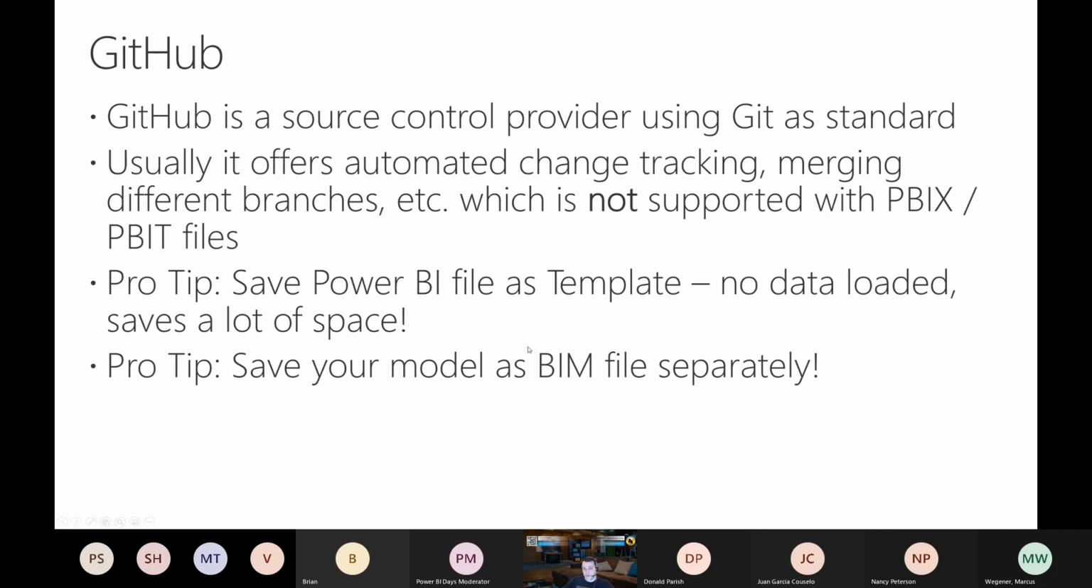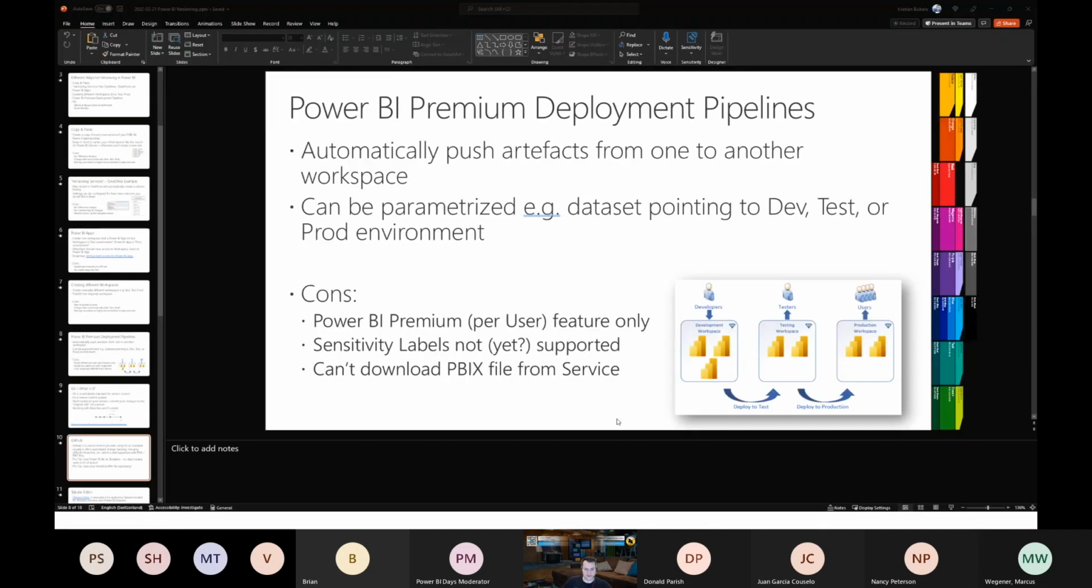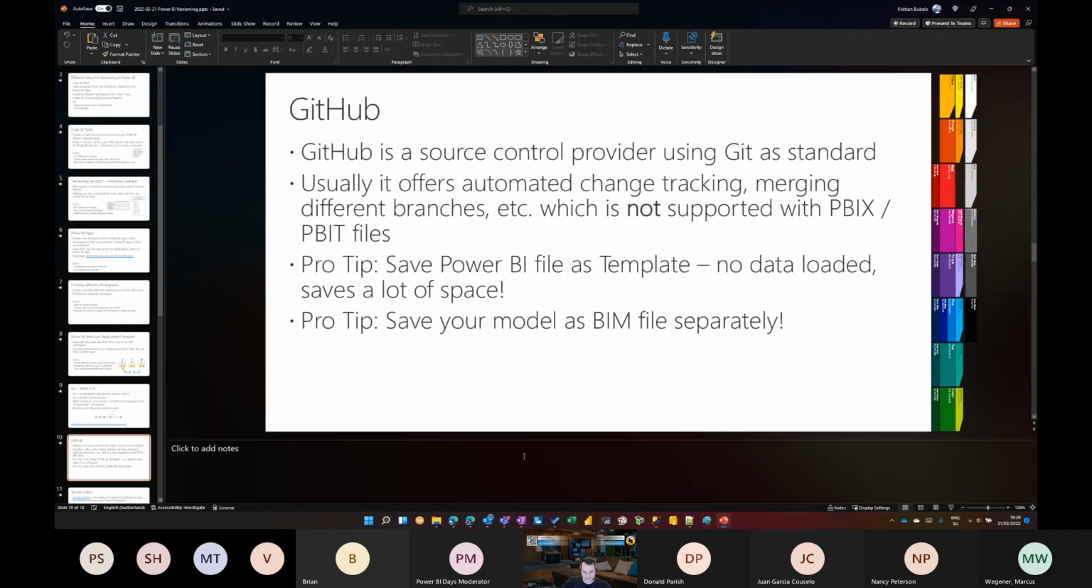Another tip is you can save your data model of Power BI as a BIM file separately, and then save the BIM file into the GitHub repo. The beauty of this approach is that the BIM file itself is recognized by GitHub, and you can then do this diff analysis. So let me show you what I mean in this case.